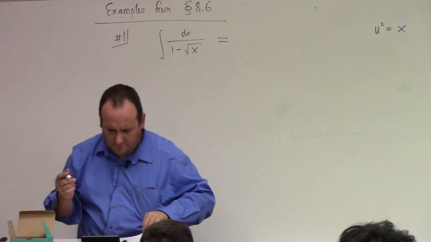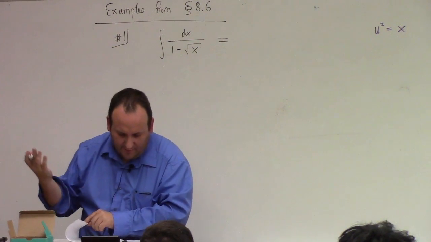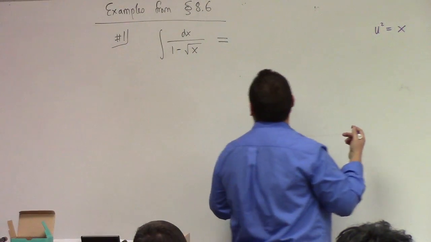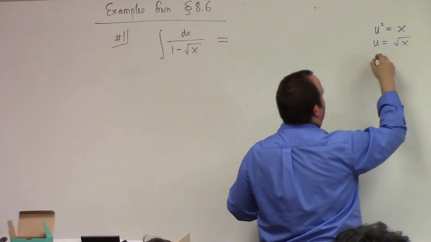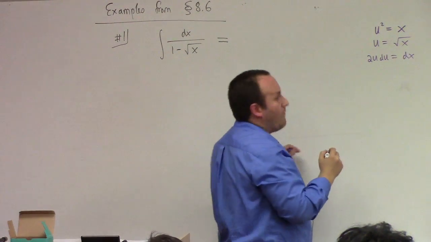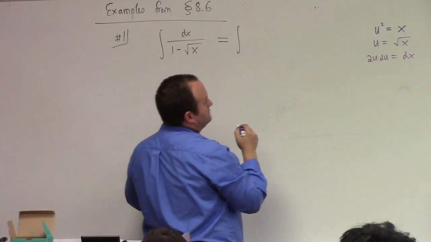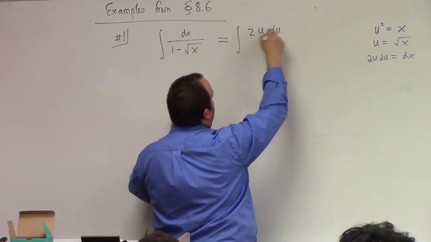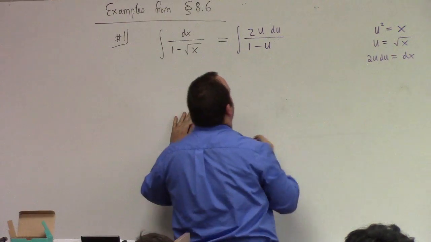Sorry, just a second. Example 1 in the chapter, in this section, uses this. So you said it's 1, yeah. So that would make u equal to the square root of x, and it also makes what? 2u du equal to dx, right? So what do we got here? So we've got ourselves a 2u du divided by what? 1 minus u. How would we do that?